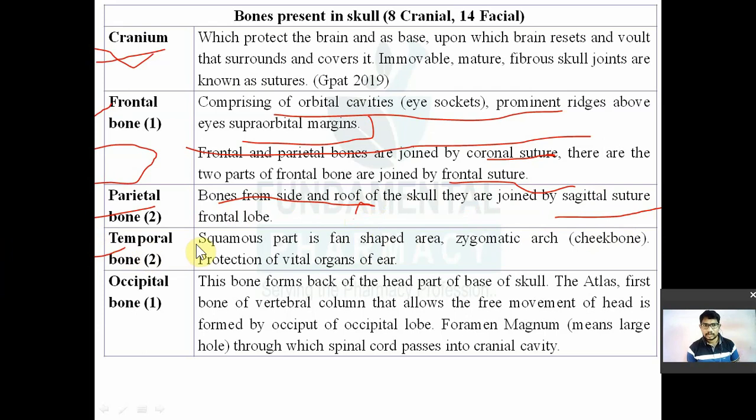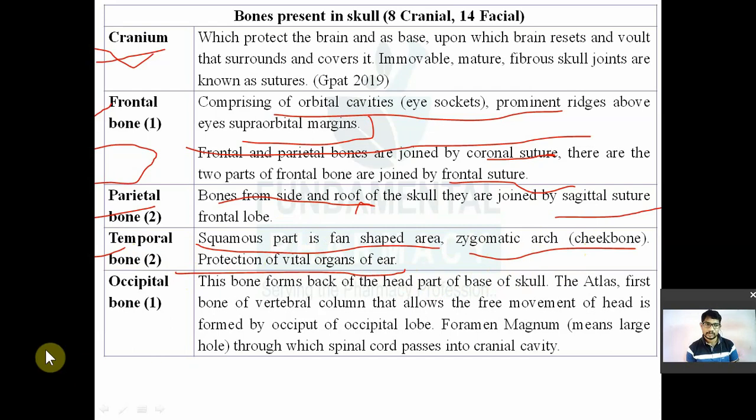The squamous part is a part of your temporal bone, which is a fan-shaped area. The zygomatic arch is also there. The zygomatic arch is also known as the cheekbone, which is important for the protection of the vital organs present in the ear. आपके कान में जो organs हैं, vital organs like the eardrum and all that, that is protected by this cheekbone or zygomatic bone. That is a part of the temporal bone.